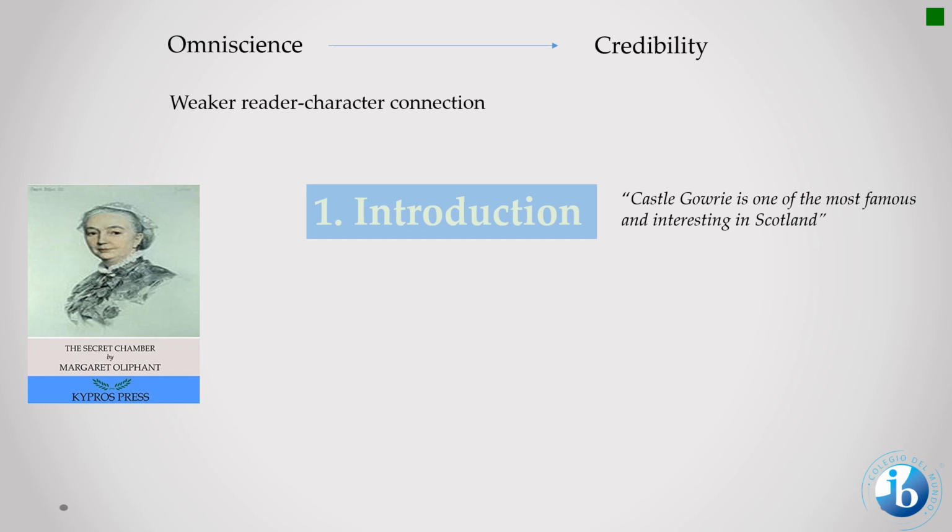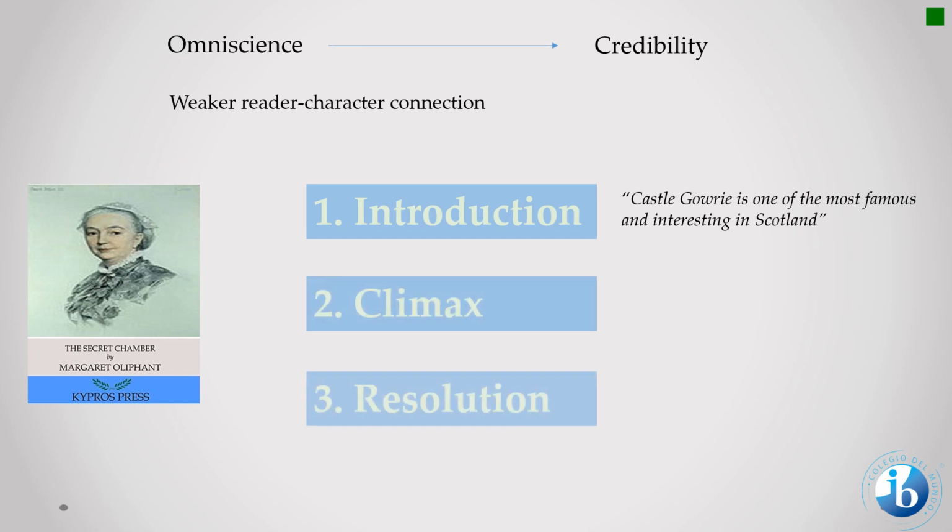After that, in the climax and the resolution, it adopts the camera narrator kind that Rowling uses, focuses on the main character. So in the introduction, it would look like Castlegar is one of the most famous and interesting in Scotland. It sounds far away from the protagonist. And then it goes to, it seemed to Lunders that he had seen neither the chair nor the man when he came in. So it's focusing only on the character.